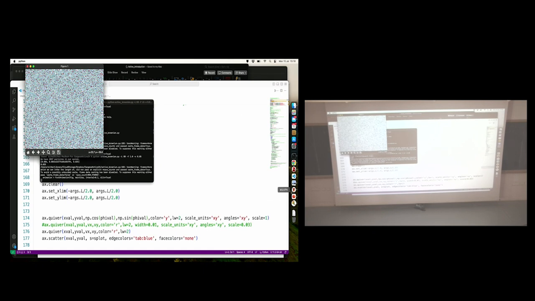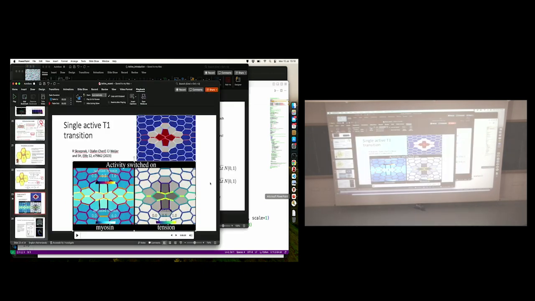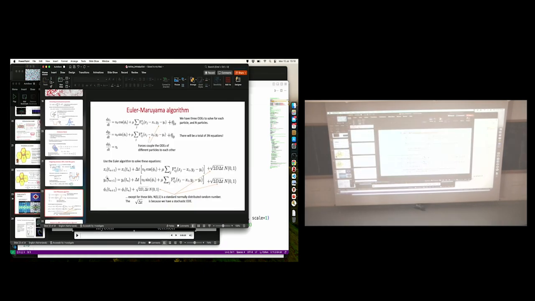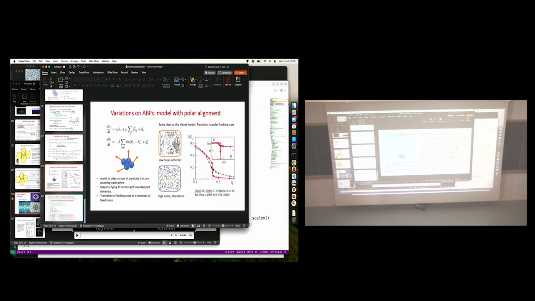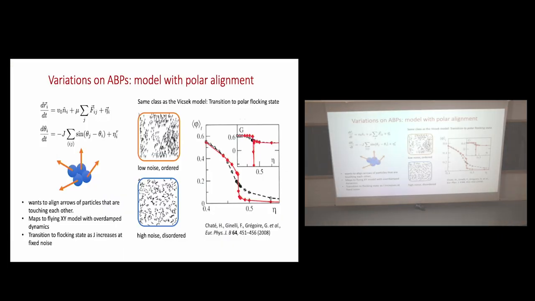I wanted to have one more slide, and that's starting to move into your part. This code can do one more different situation: it can also add polar alignment to the system. I had mentioned pair torques earlier on, but I hadn't said anything about them. In particular, pair torques between the angles of different particles can make the system flock. The one I implemented for you is minus J sine theta_j minus theta_i. So that's like an XY model.